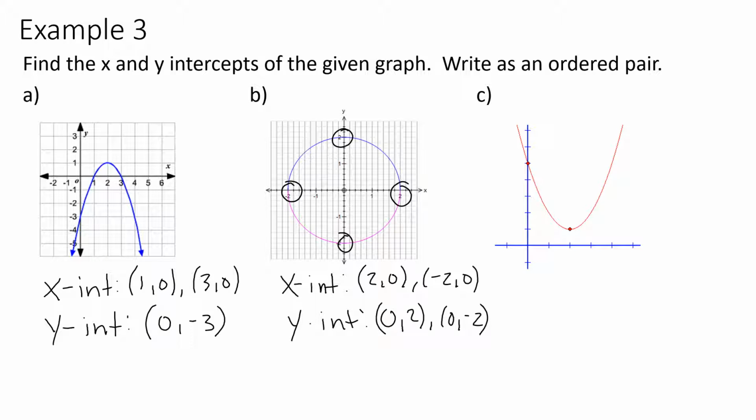Part C. This is a concave up parabola. It does not intersect the x-axis, therefore it does not have any x-intercept. So for x-intercept we say there are none. The y-intercept, I see it intersects the y-axis once, therefore the y-intercept written as an ordered pair is 0, up 1, 2, 3, 4, 5. So 0, 5.